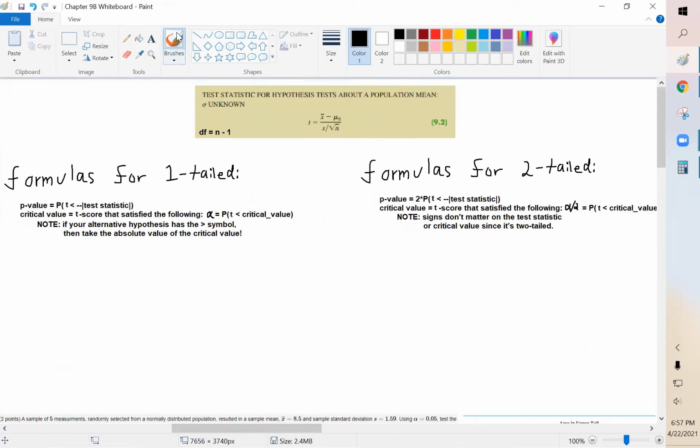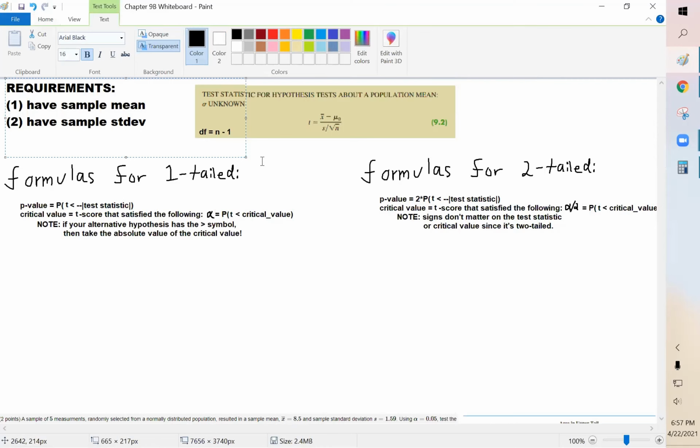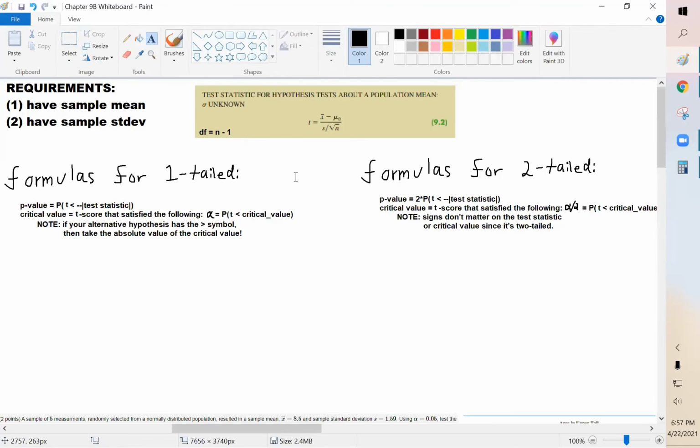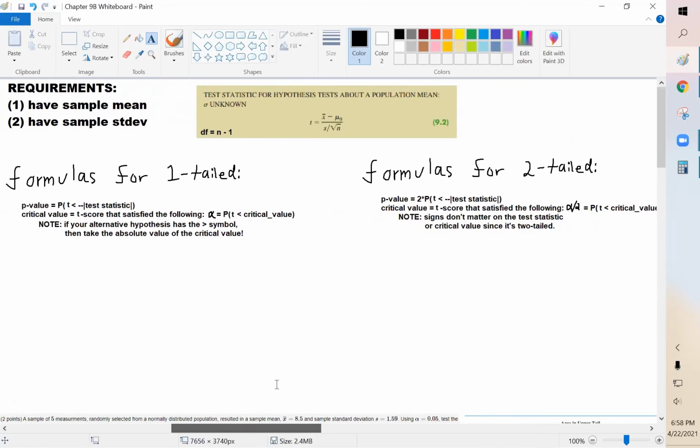So if we're dealing with a sample mean, but now we don't know the population standard deviation, then that means we have the sample standard deviation. So our requirements: one, we have sample mean, and two, we have sample standard deviation. Because if you have the population standard deviation, you don't care what the sample standard deviation is. So you'll notice the difference, sample mean sample standard deviation versus sample mean population standard deviation. For the other one, I don't need to list the requirements because if it's a proportion, duh.